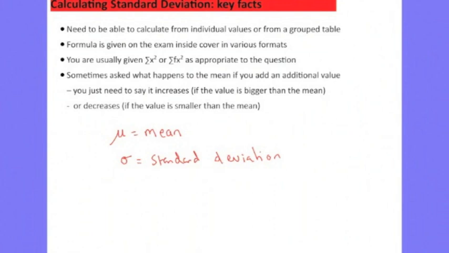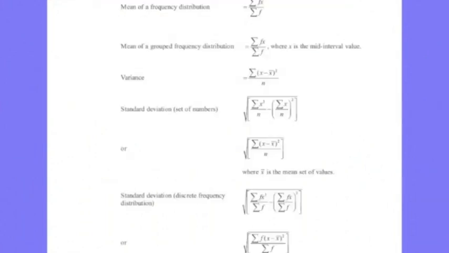So let's take a look now at what's on the formula sheet. Here you can see the calculations needed to work out the mean and the standard deviation. We will have a look at a few different examples. This one here is for the mean of a list of data. Here we have a grouped frequency where x is the midpoint, so when you're multiplying your frequency, you're multiplying it by the midpoint.